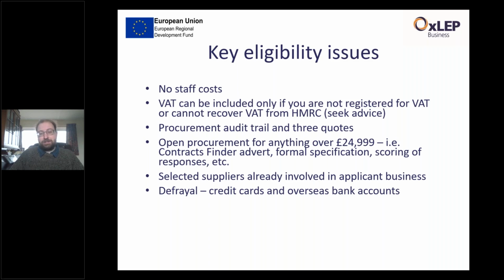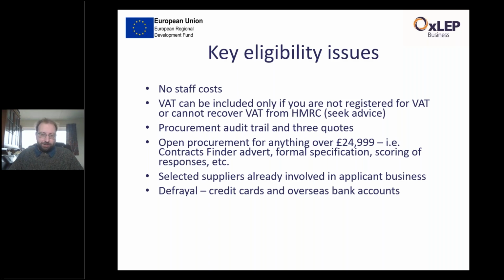And at its simplest, for anything below £25,000, excluding VAT, that means copies of the 3 quotes that you've got to compare the prices. For anything that costs more than £25,000, so £25,000 and above, there's a requirement to run an open procurement.